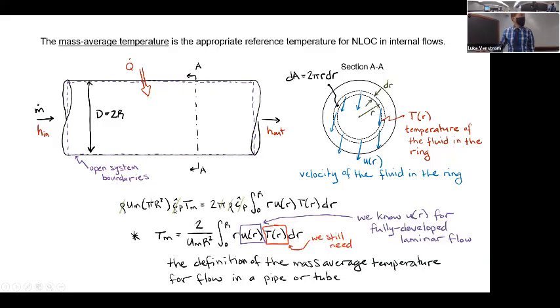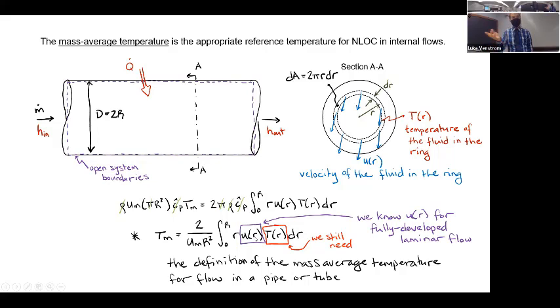So this is all I've done. I've set the left-hand side, m dot C sub p T sub m, equal to the integration of all of the enthalpy flows through the rings. And we get some cancellations, right? Because there's a density on both sides, there's a pi on both sides, there's a specific heat on both sides, all that comes out. And if I then take that equation and solve it for T sub m, that's it, right? That's our definition of the mass average temperature. So that's how we could calculate the mass average temperature if we knew what the velocity profile was and the temperature profile is. And we know what the velocity profile is for fully developed laminar flow, right?